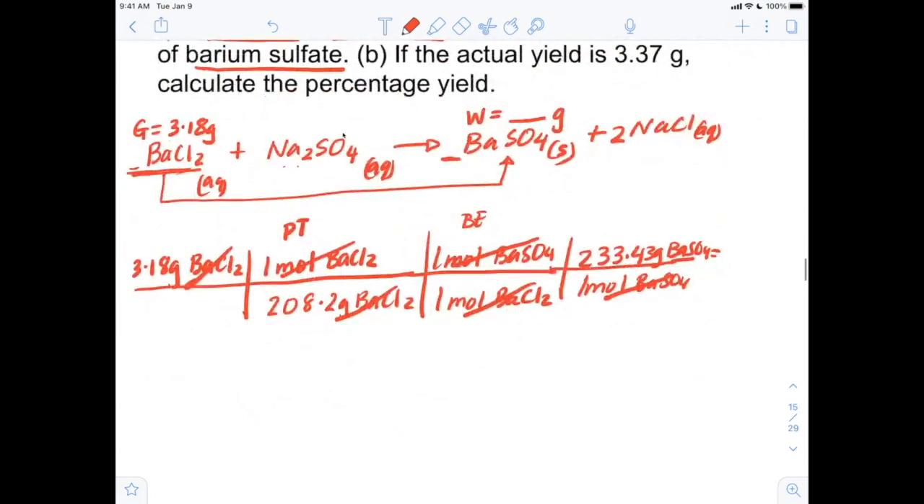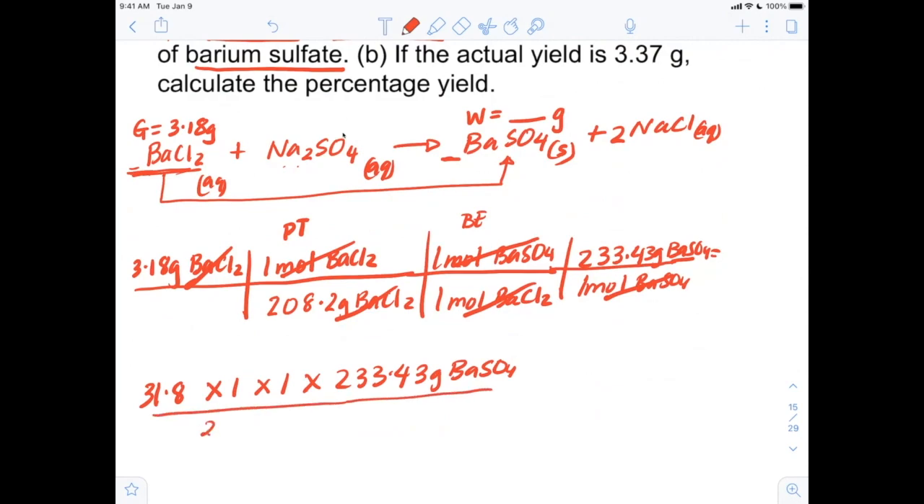As far as numbers are concerned, to simplify this, I write it as 31.8 times 1 times 1 times 233.43 grams of barium sulfate. That will be our unit, right? Divide by 208.2 times 1 times 1. Let's see what we get. Oh, it's 3.18.